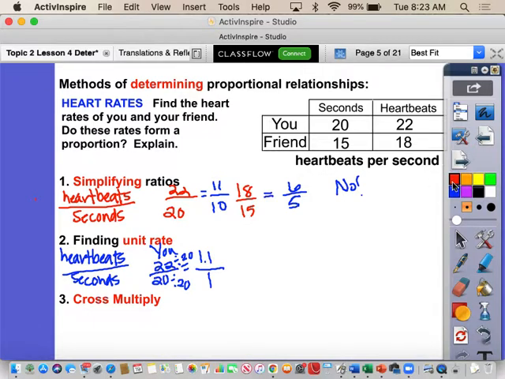Let's look at our friend. So our friend's ratio was 18 heartbeats over 15 seconds. So if we're finding their number of heartbeats per second, what do I need to divide both parts of that ratio by? 15. Okay, and once again, we're going to get a decimal. That's okay. What did we get when we divide 18 by 15? 1.2. So do we have the same unit rate as our friend? No. Their heart's beating a little bit faster than ours. So we would say our heart rates are not proportional.